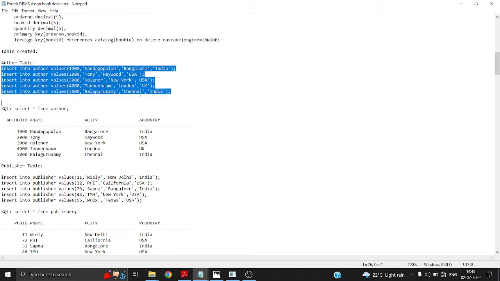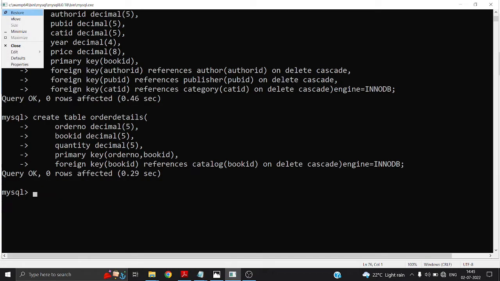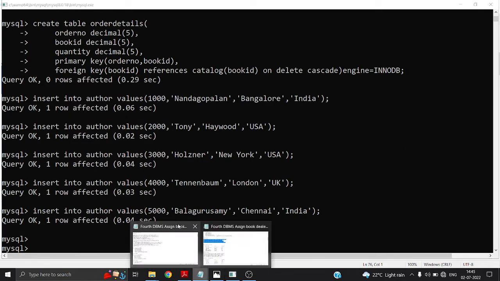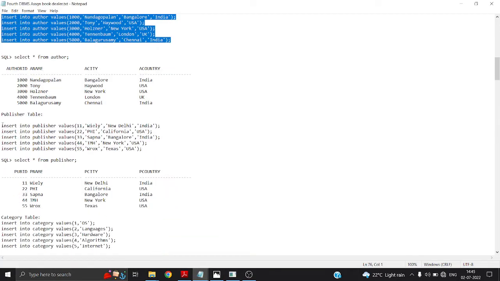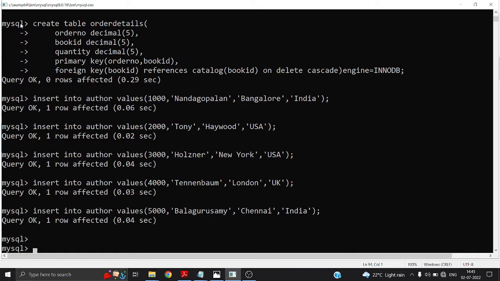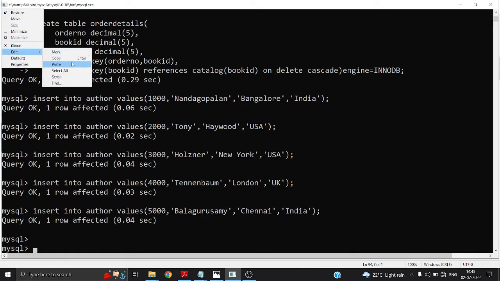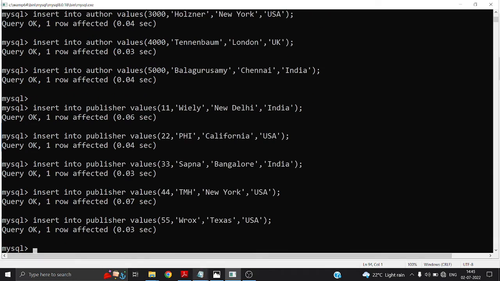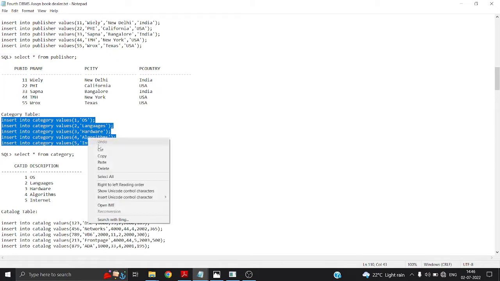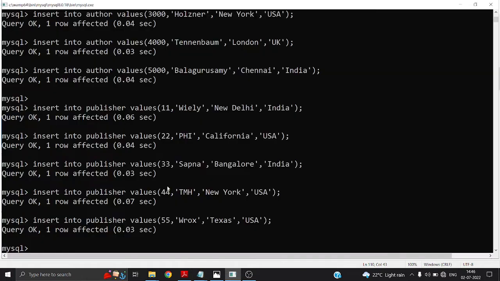Now we will insert records into the table. The first table is author details, as usual. It has information exclusively about the author. So author details have been inserted. Next we will go ahead with the second table, that is publisher. I will insert records related to the publisher. Next, I will move ahead with the third table, that is category. So I will insert records into the category table.